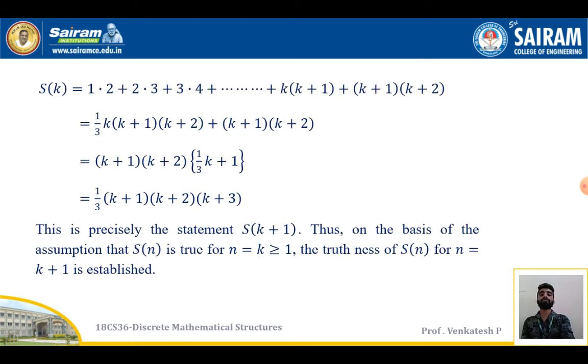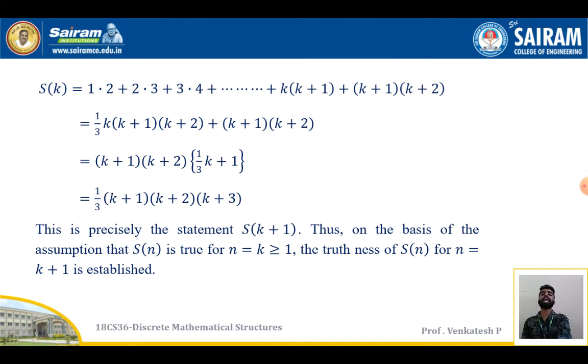So by adding k plus 1, k plus 2 on both sides of the above equation, what will I be getting? 1 into 2 plus 2 into 3 plus 3 into 4 plus so on plus k into k plus 1 plus k plus 1 into k plus 2 is equal to 1 by 3 into k plus 1 k plus 2 plus k plus 1 into k plus 2. I can take k plus 1 k plus 2 as a common factor. I'll be getting 1 by 3 k into k plus 1. So taking LCM, I'll be getting 1 by 3 into k plus 1 k plus 2 k plus 3.